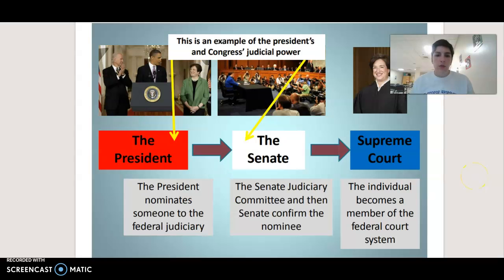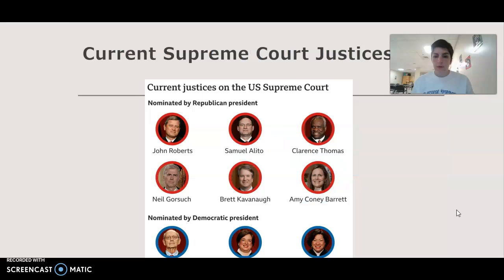This is an example of the president's and Congress's judicial power. So what's important is the picture that's here. You have the president. The president will nominate somebody to the federal judiciary. Then it goes to the Senate Judiciary Committee, and then the Senate confirms the nominee. They literally will vote for whether that person should be a Supreme Court justice or not. And then the individual becomes a member of the federal court system. Okay, so this woman who's at the top right here, she became a Supreme Court judge.